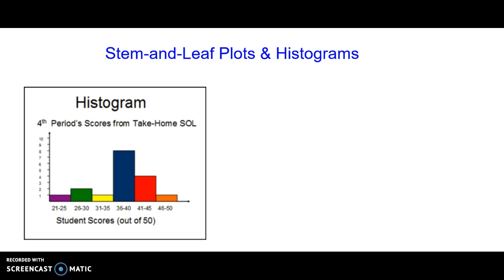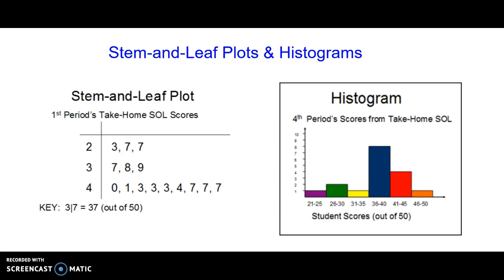Now we're going to take a look at the stem and leaf plot and the histogram for the exact same set of data and compare them and see what they look like. So now we have our stem and leaf plot from our first page and our histogram from our second page. So what we can see here is it's easy to compare the data. Now these are 2 different sets of data. This is first period's SOL scores, and this is 4th period's SOL scores.